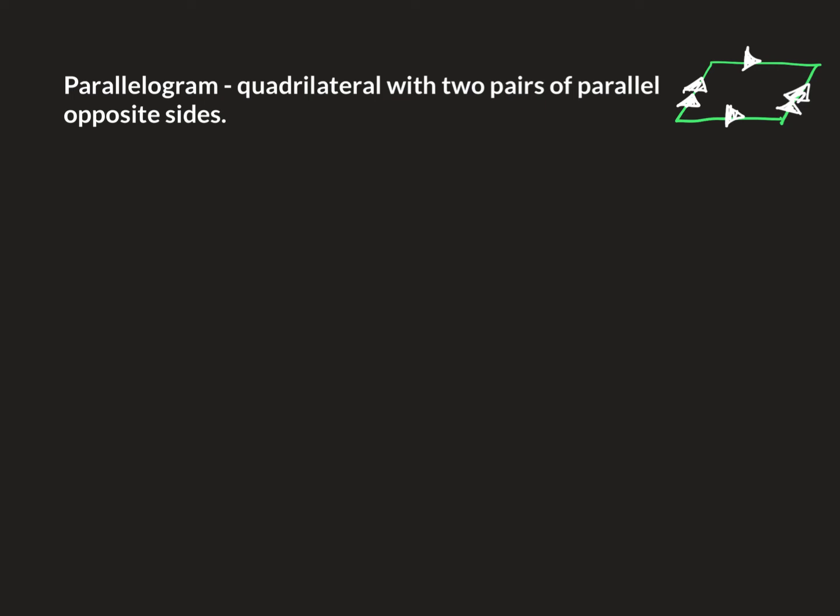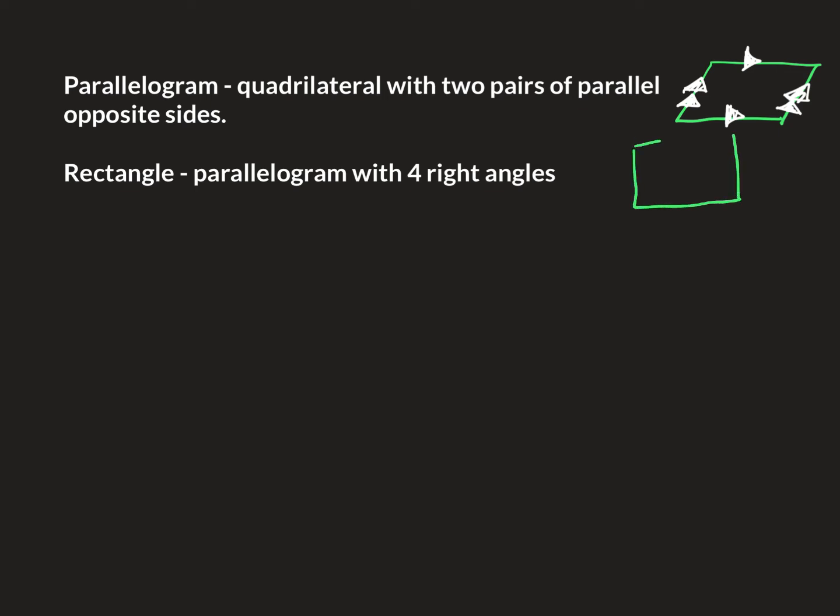Okay, and next we have a rectangle, which is a parallelogram with 4 right angles. It is a parallelogram, so that means this is also true. It has 2 pairs of parallel opposite sides, and it also has right angles. Remember, right angles are 90-degree angles. And this pair of sides is parallel, and this pair of sides is also parallel for a rectangle.